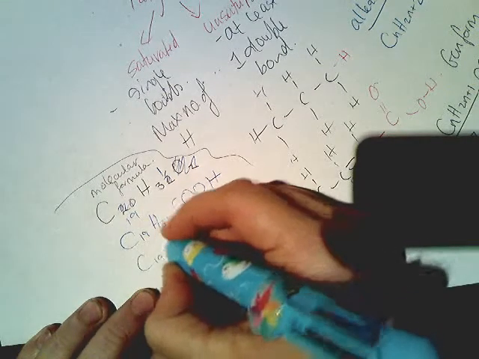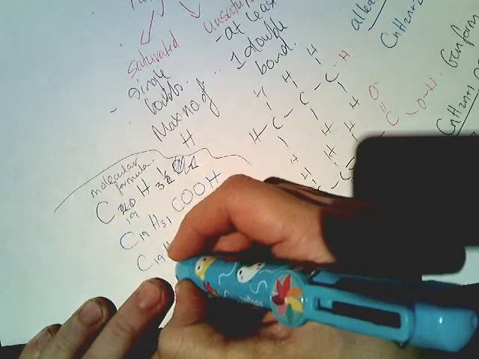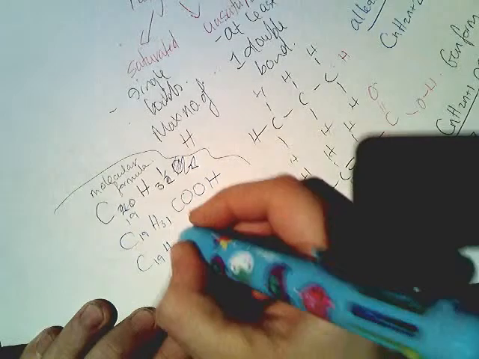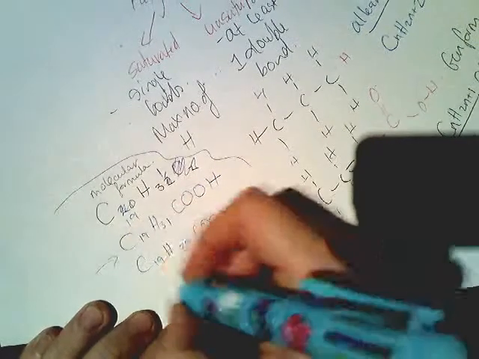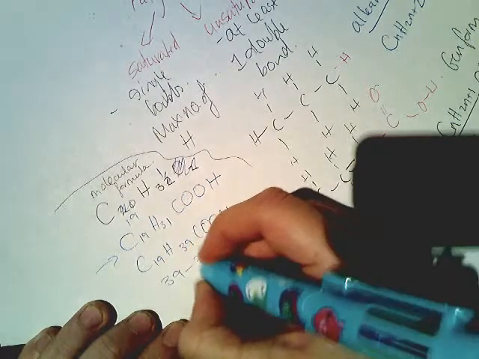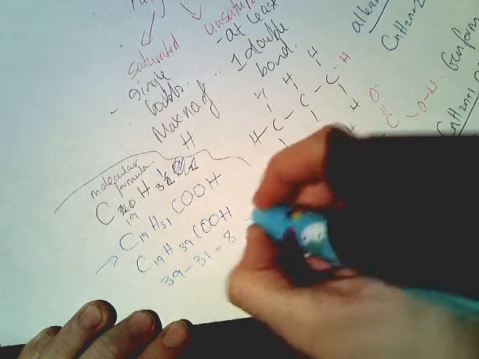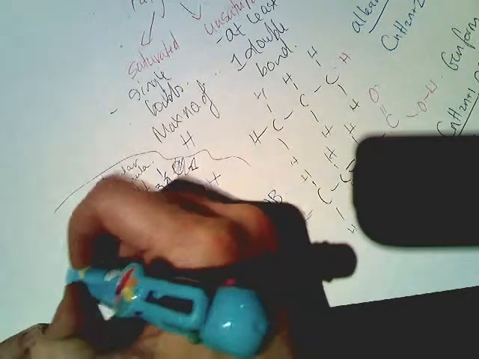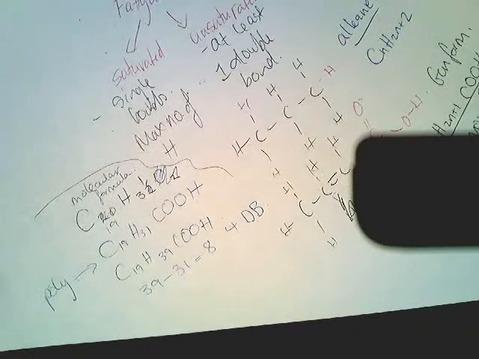Now, C19, 19 times 2 is 38 plus 1 is 39, COOH. Oh, it's unsaturated. 39 minus 31 is 8. Therefore, we have 4 double bonds. It's polyunsaturated, and it has 4 double bonds.